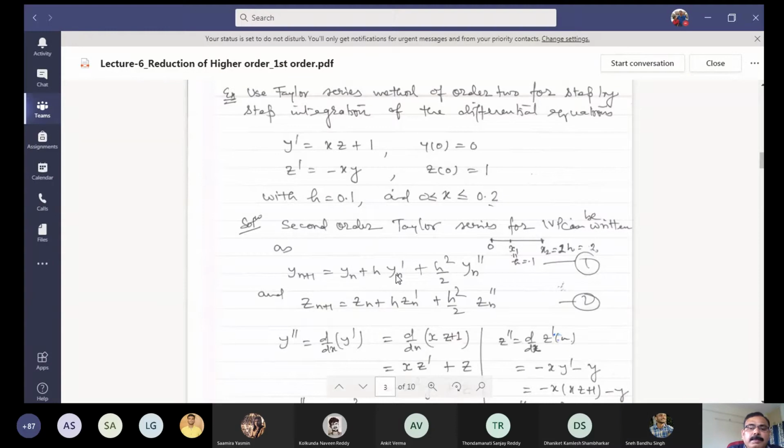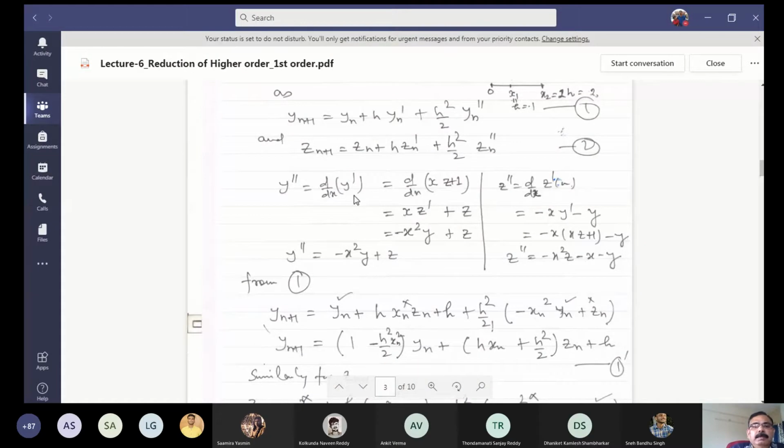Now here y prime is available to you, y double prime you can get from here by differentiating the first equation. Similarly, z prime you can get from here by differentiating the second equation. Once you differentiate this, here y prime will be there, here z prime will be there. That you can put back, and then you can see that. So let me move further.